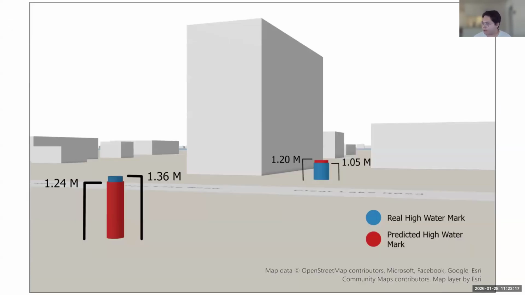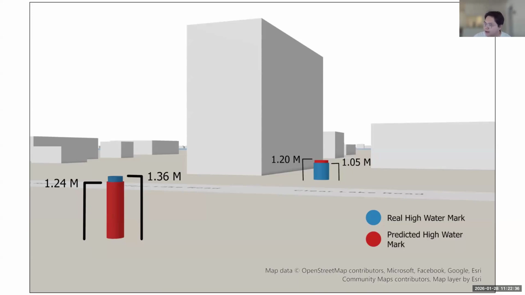The results of the random forest model are actually quite exciting. In general, as you can see, the absolute differences between the predicted value and the real manually collected high watermarks are within 2.2 meters. So I would say this is pretty good results already.